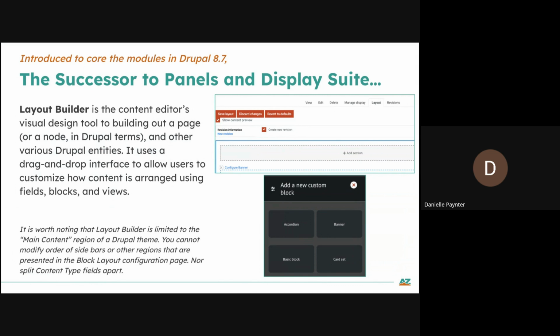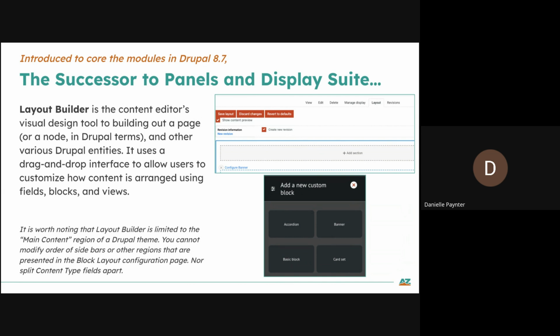Your content editor is going to be able to, for an accordion, place it to a certain spot, and you can add sections to change the different columns. It allows you to drag and drop, so you can move things up and down as you need to. You're able to pull fields for the content type specifically. You're able to pull custom blocks that are already defined in the block layout. You're also able to pull views.